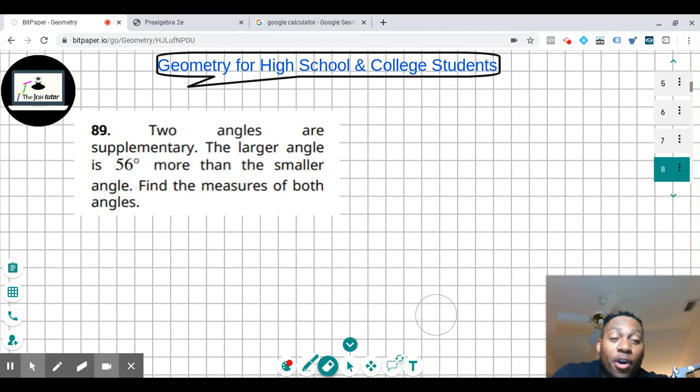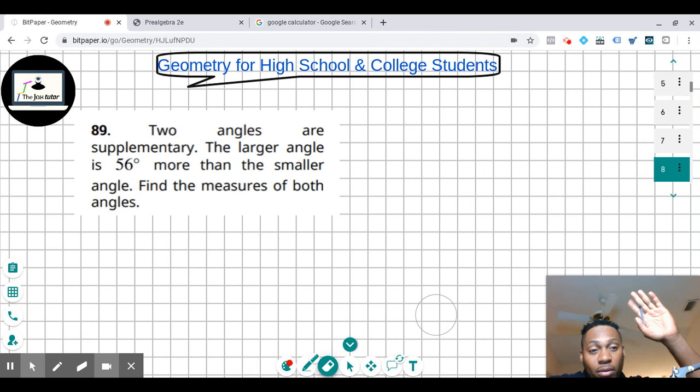Let's say that you have two angles that are supplements of each other, and one of them is 56 degrees larger than the smaller one. So the bigger one is 56 degrees larger than the smaller one, and they are supplements of each other. We want to know what the value of each angle is. This is exactly what we're going to do in this problem.